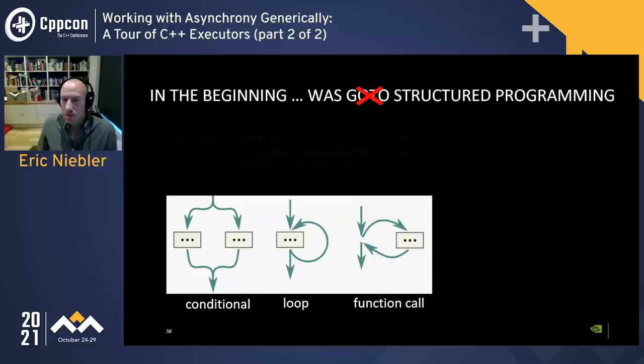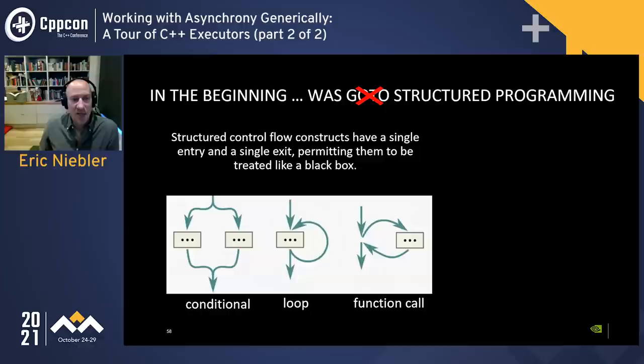We want structured code. So structured programming came along and replaced the sort of jump-style programming, goto. Famously, Edsger Dijkstra wrote that article way back called "Go To Considered Harmful," in which he was talking about exactly this: how structured control flow constructs, you can treat them like a black box because they have one entry point, one exit point. If you were to replace it with a black box, then it just looks like linear control flow. And that's true of conditionals, loops, and function calls as well.